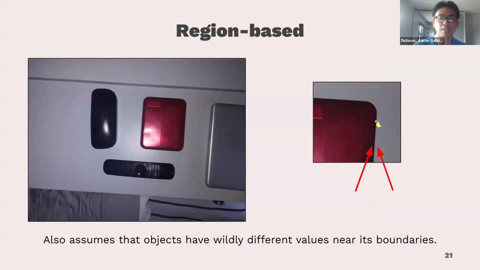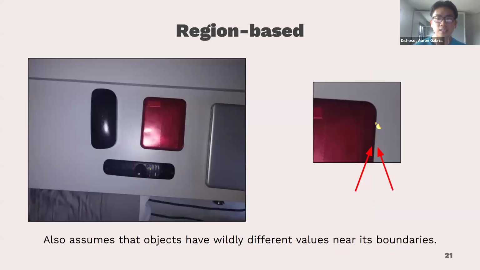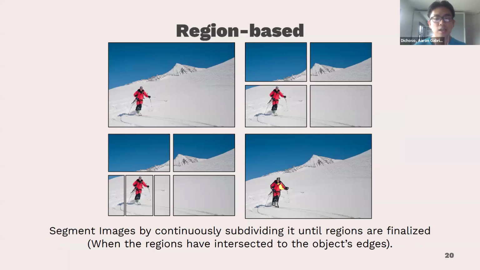It also depends on the range of values near its boundaries. So instead of just detecting the edge, if a specific edge is near a boundary of an object, with widely different values again, that's where it's going to make the subdivision. And that's how it isolates the segmentation mask for a specific object, like here, this skier.